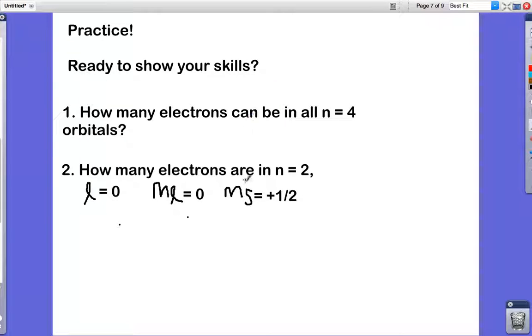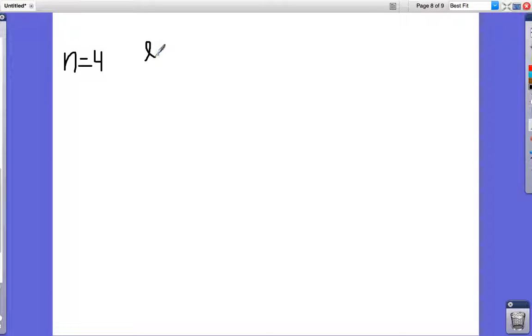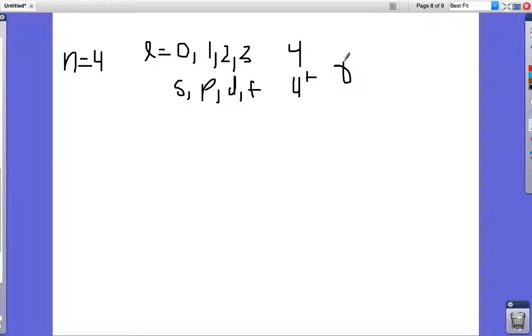Practice. Okay, how many electrons can be in all n equals 4 orbitals? Well, if we look at n equals 4, that means that L equals 0, 1, 2, and 3. We have 4 of those numbers there. We also have 4 of these: S, P, D, and F. So we have 4 and 4. If we add these together, that gives us 8. But hold up, each of these can hold 2 electrons. So we do 8 times 2, and that gives us 16.